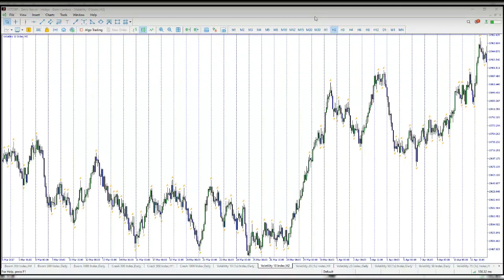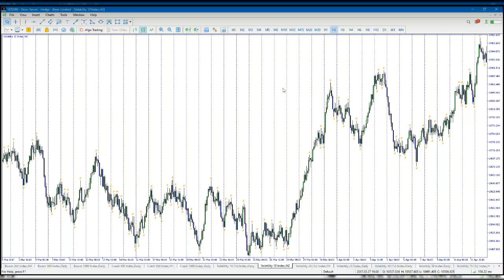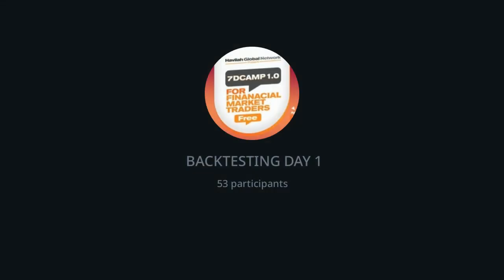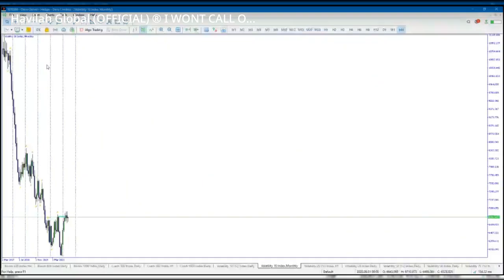So let's go straight to the chart. If you can see my chart, I believe you can see my chart. This is V10, volatility 10. Starting from the monthly may not give you a proper view of what the market is doing, but from what you are seeing here, you should know that this market has been a bearish market from onset.